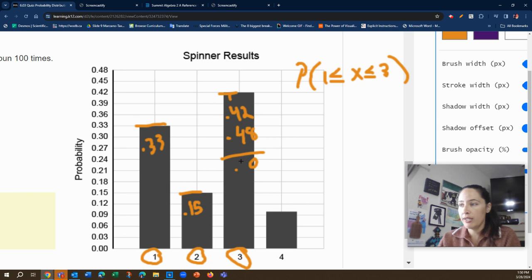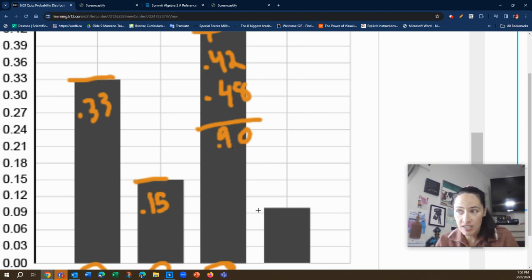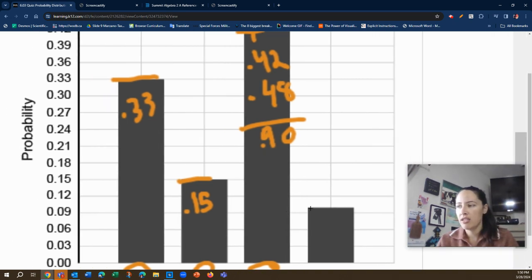This is 0.90. Let's check it. Look, they're very sneaky. So we have a 90% chance of that happening. Whatever this represents, we're very likely to have a number between 1 and 3. 1, 2, or 3. Let's take a look at this, see what it hits. Okay, I would definitely say that's approximately 0.1.